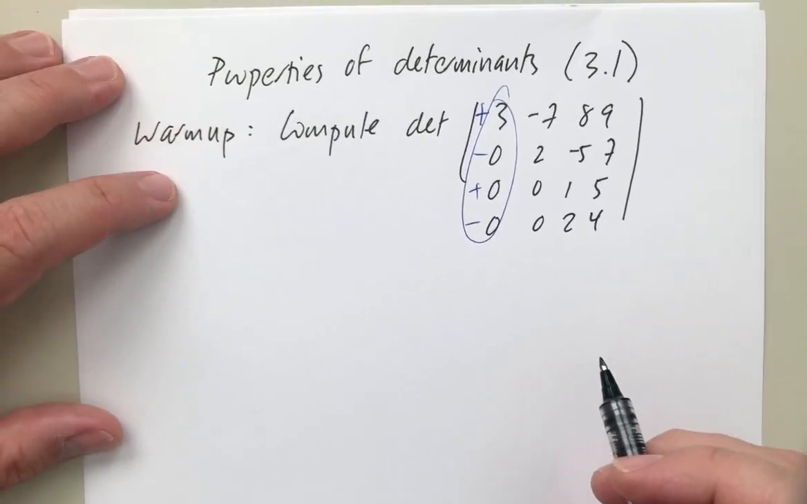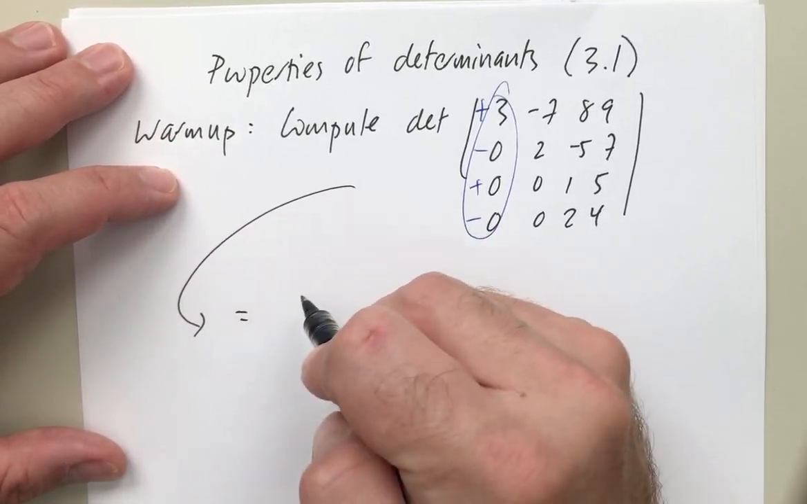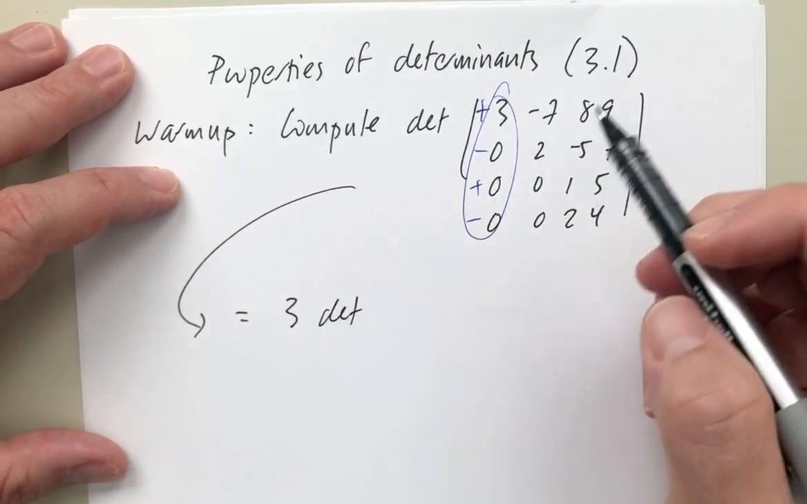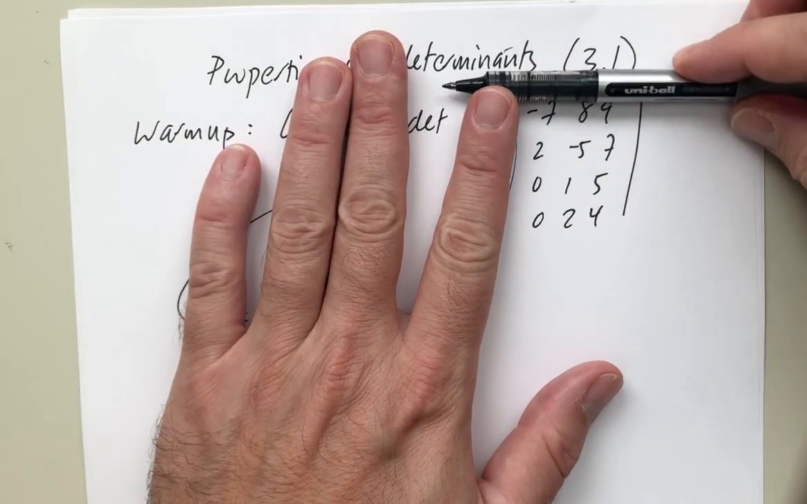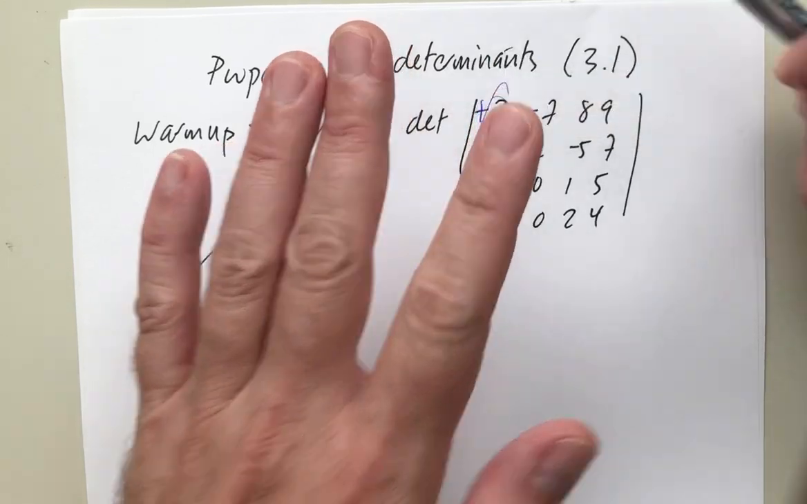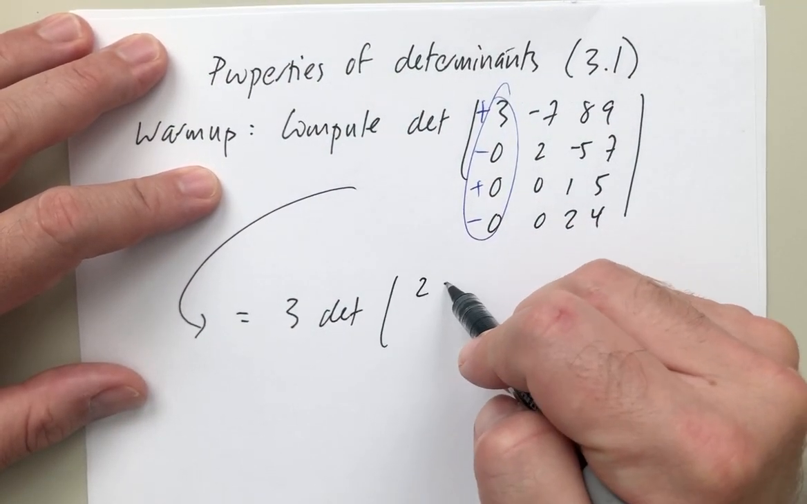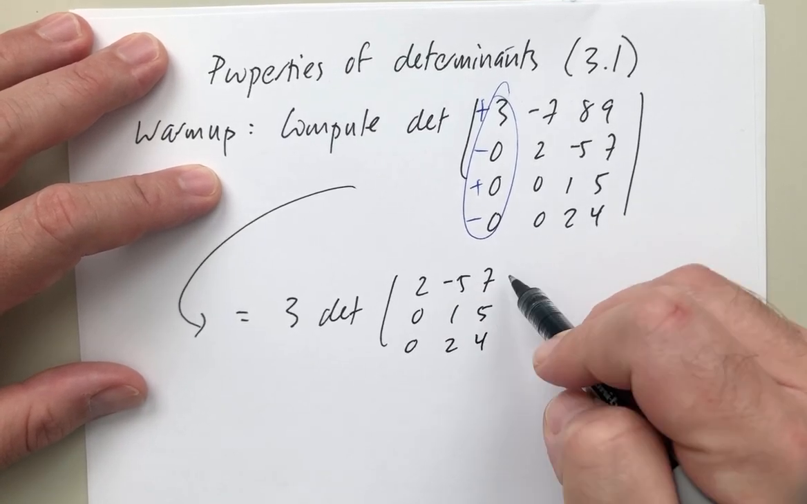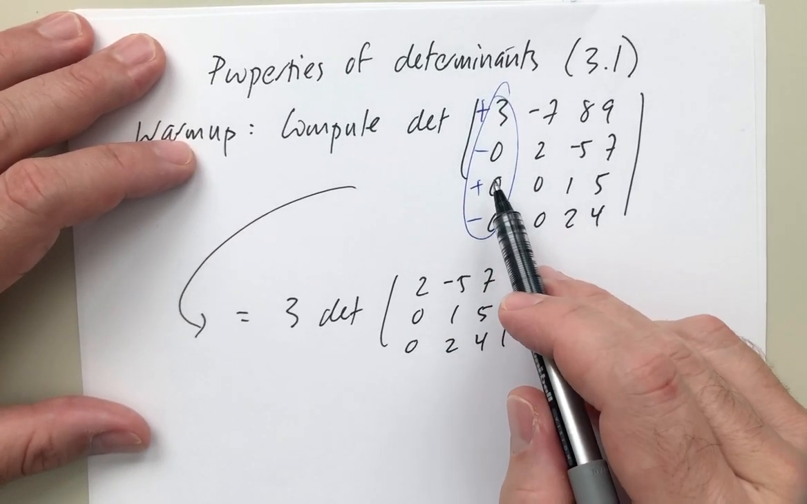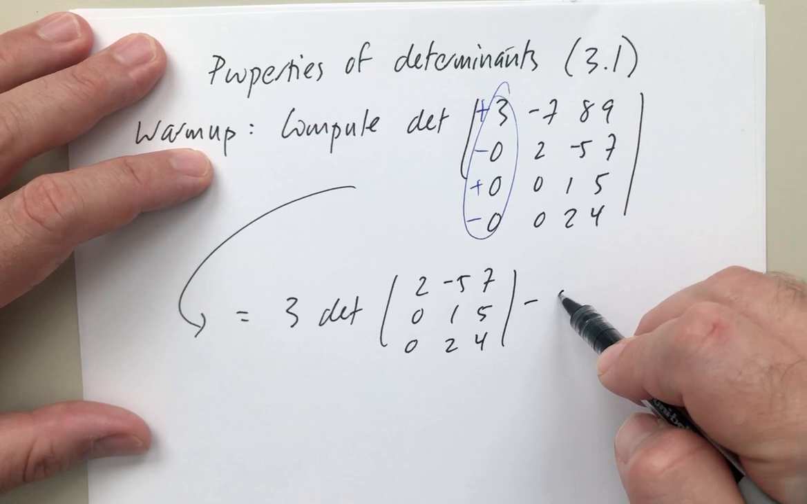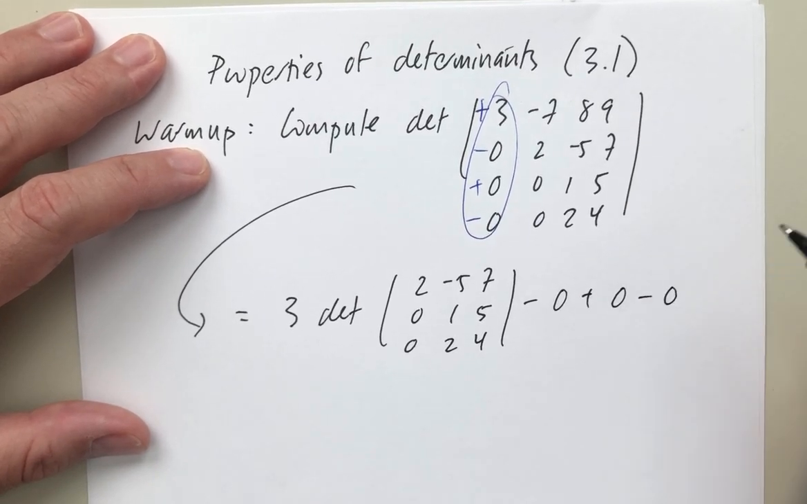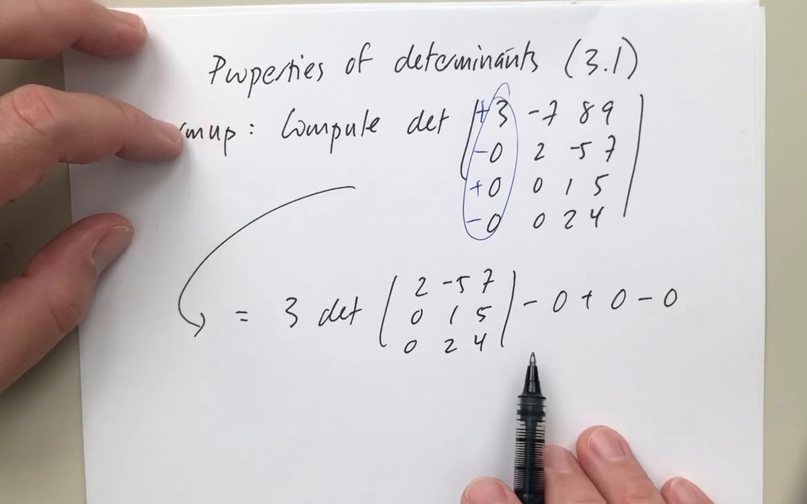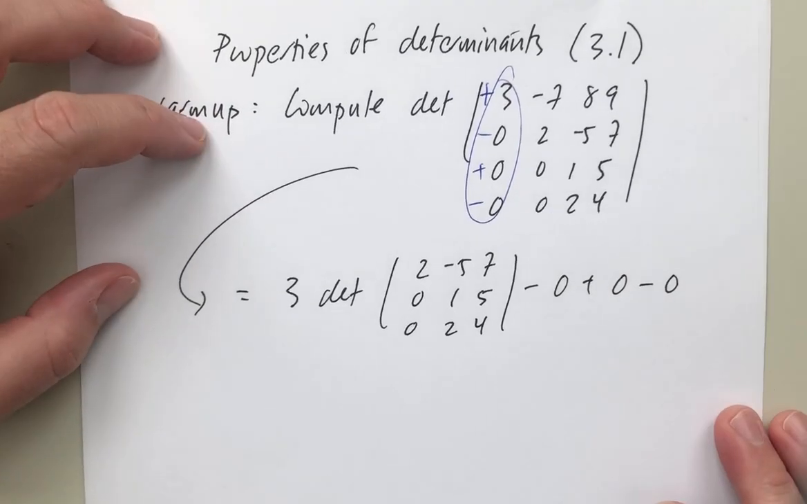And so what the rule then says is, this equals, moving down that column, 3 times the determinant of what I see when I cross out the row and column corresponding to that entry. So that's 2, minus 5, 7, 0, 1, 5, 0, 2, 4. And then I have 3 more terms, right, for every entry in that column. But notice it's minus 0, plus 0, minus 0. So that's why I chose that one. In general, I'm going to have 4 terms in my first step, but 3 of them are 0.